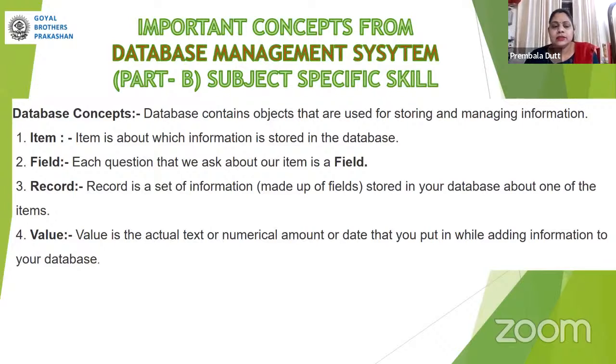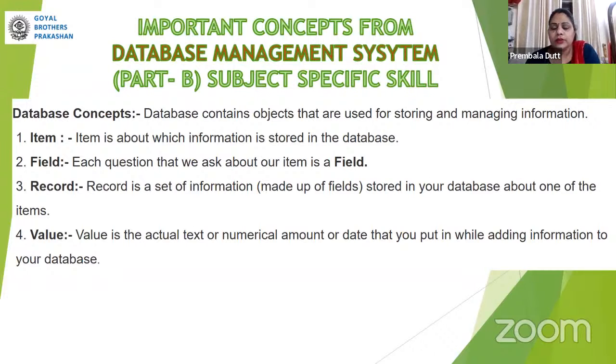So in this subject-specific skills related to database, there are four important terms. One is the item, which is the data which is being stored in the database. Then the field, the columns in which the data is being stored. Vertical columns like roll number, name, marks, hobby, they will be called as your field. Field is also called as the attribute, that is the property or the quality.